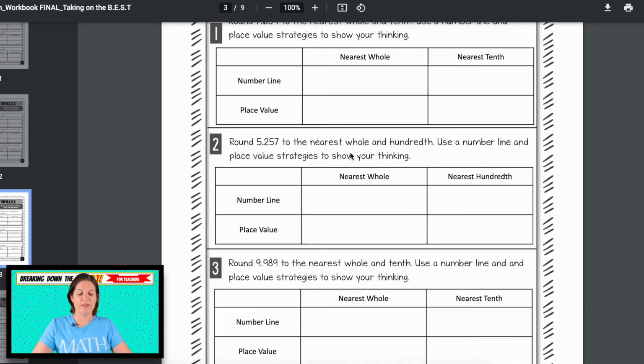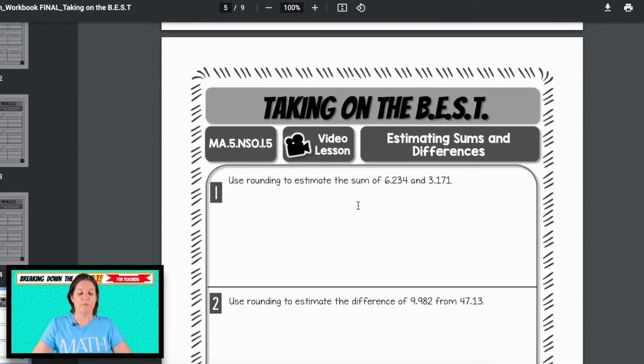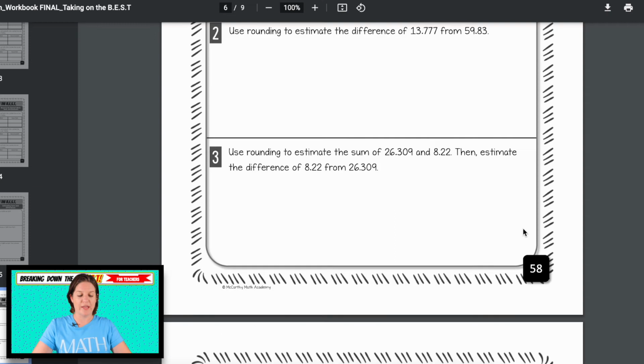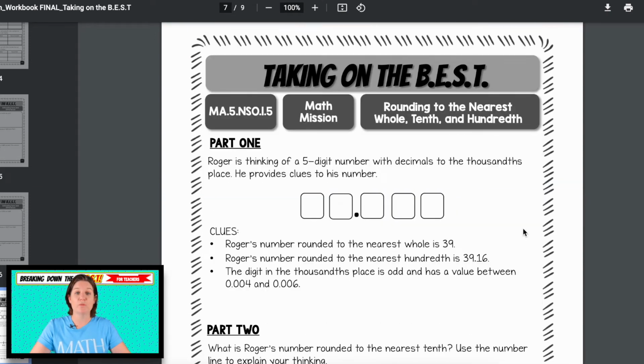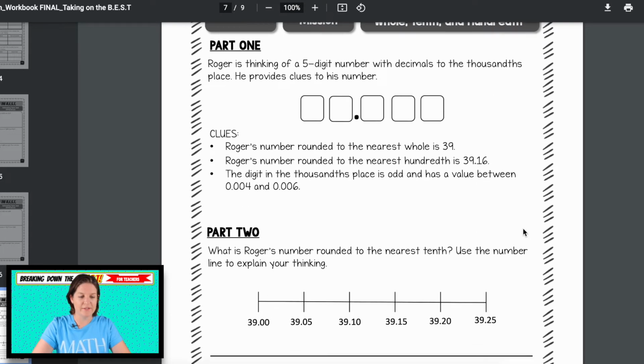So here's the video lesson, and then you have the extra practice page for that one. And then we're estimating sums and differences, and you have an extra practice page for that. Then we get to the math mission, which is like a math task. We're taking the entire standard and saying, okay, let's put this into a more complex problem where students have to think critically through it. Essentially a math task.